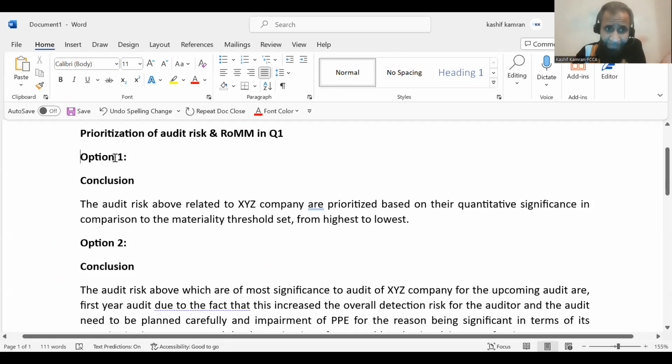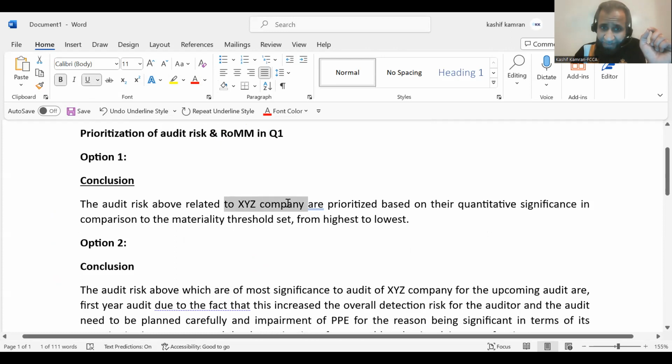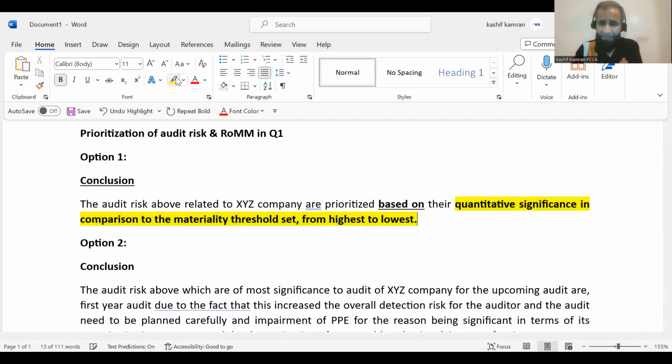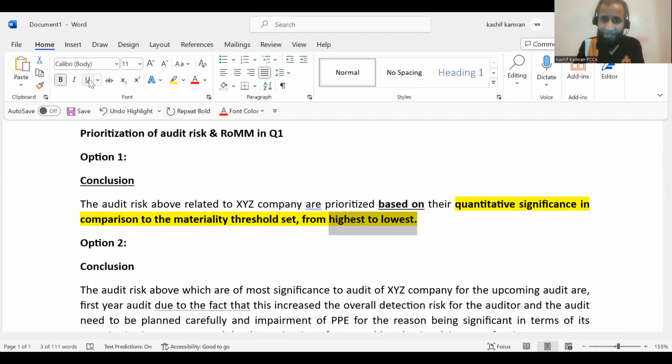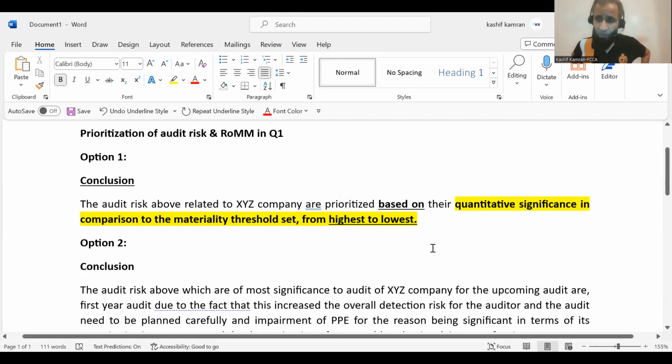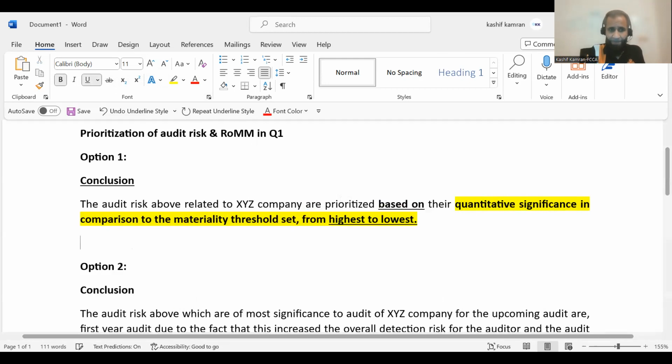In the first option, if you exercise that for prioritization, you give a conclusion at the end of your audit risk answer and the ROM answer. And you put a heading, conclusion. Under the heading of conclusion, you say the audit risks above related to XYZ company are prioritized based on quantitative significance from highest to lowest. So you're telling the examiner that the list of risks above has been prioritized from highest to lowest on the basis of their quantitative materiality. That is the easiest one for option 1, because your basis is high to low in terms of quantitative significance.